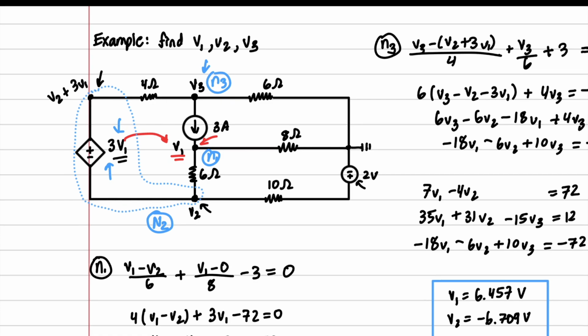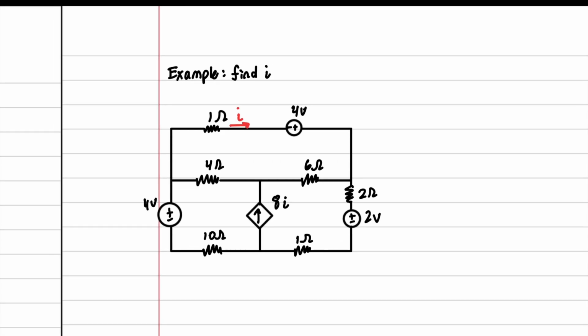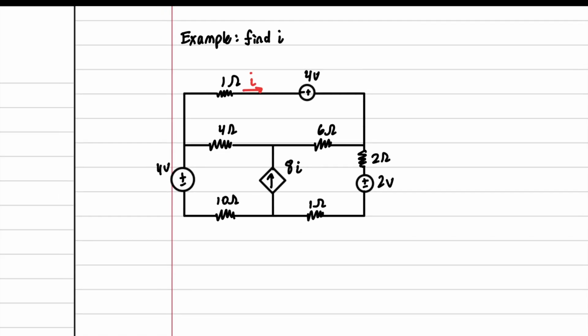Well, let's go ahead and do one more. Okay, here we have a current-dependent current source, and we're trying to find I right here. Because we're trying to find a current, I would use loop analysis. But I noticed something: this right here is a current source. So we can either do a brute force approach or a super loop approach.